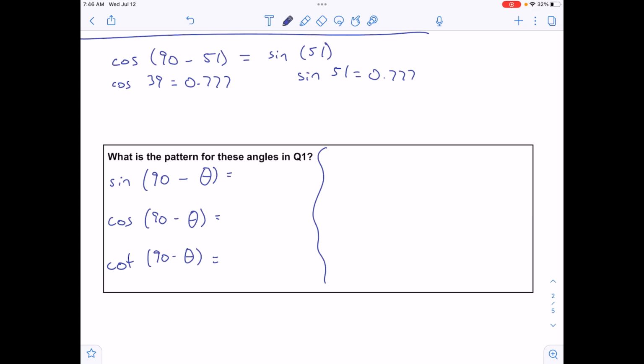If we had sine of 90 minus an angle, we could simply evaluate it using cosine of that angle. Cosine switched to sine of that angle, and cotangent switched to tangent of that angle. That's pretty cool, eh? Sort of useful in math homework questions, right? But neat that there's that pattern there.